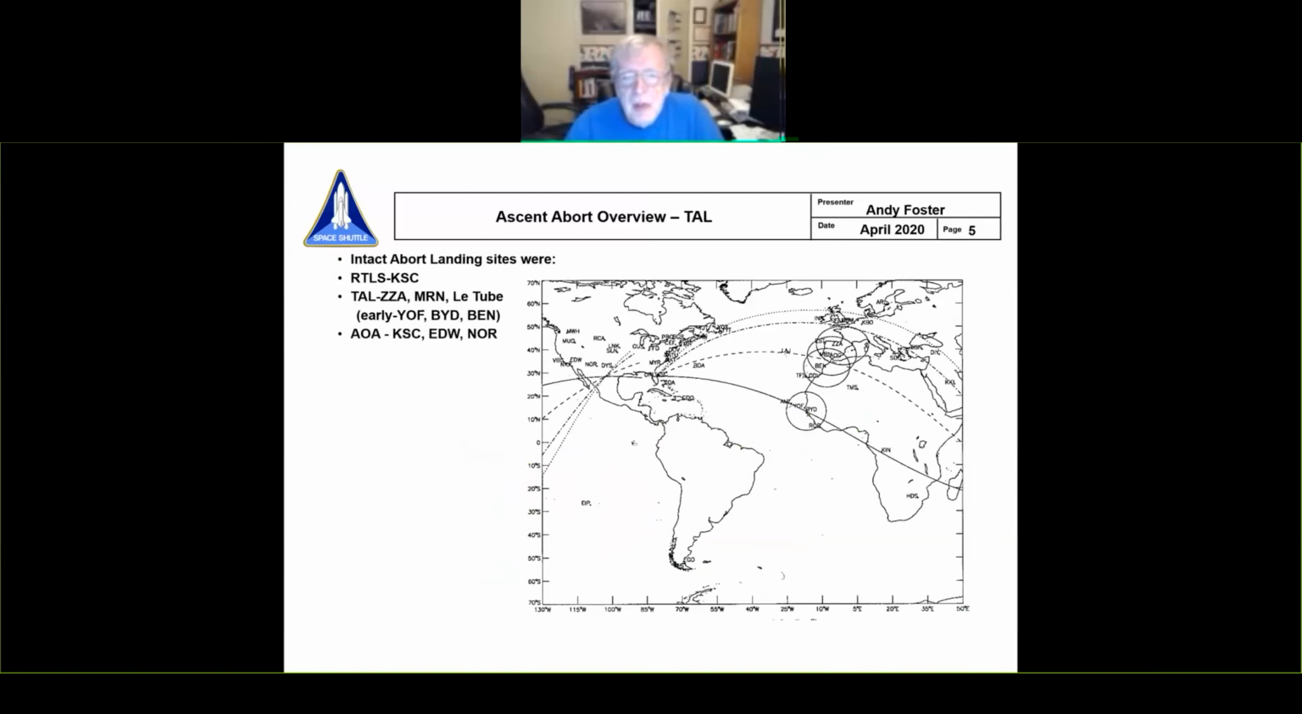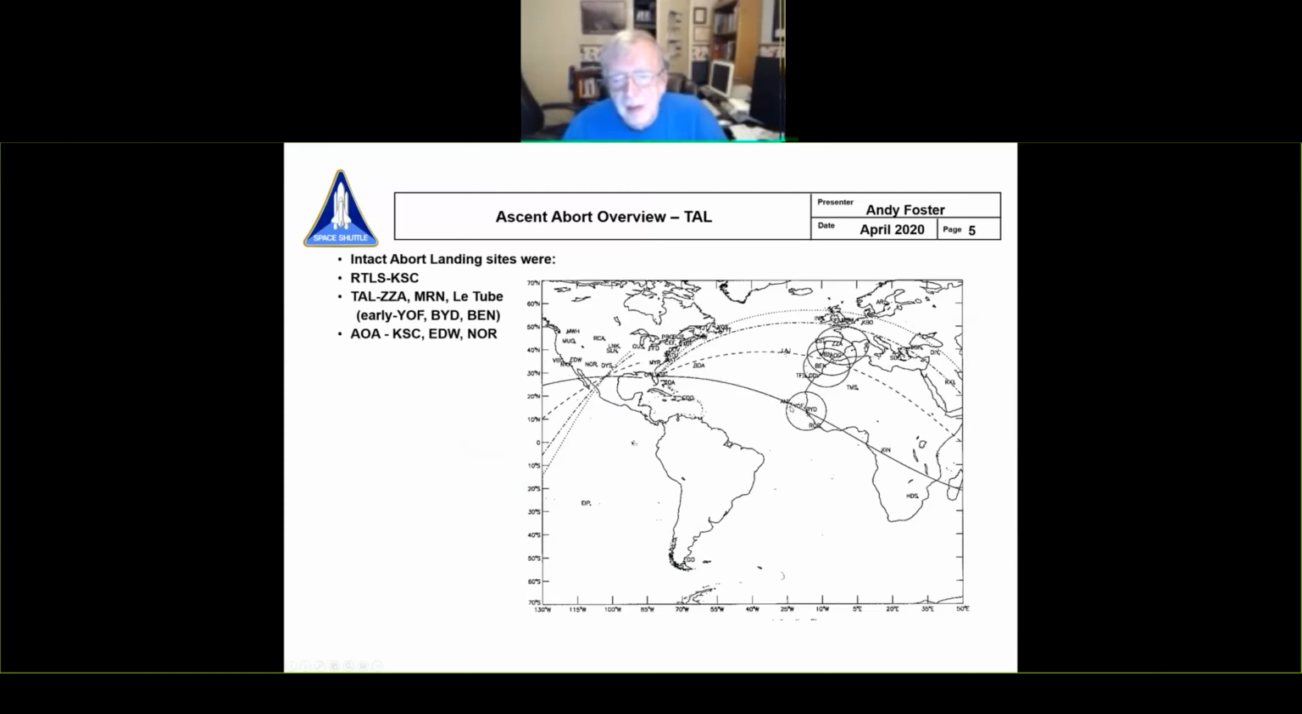This chart here shows the various representative trajectories that we flew during the shuttle program. This is 28.5 degree, which was the early part of the program, the most efficient trajectory you could fly from the Cape. And you can see we put the tail sites right along the trajectory. This is essentially Dakar, Senegal, Yof, Banjul, and then Ben Guerir is up here. And these were the tail sites that we used, the very first part of the program, just down here.